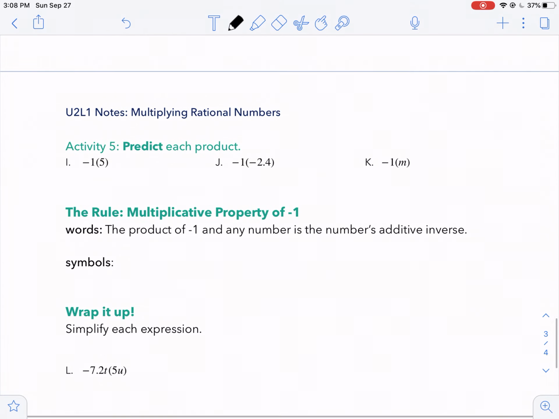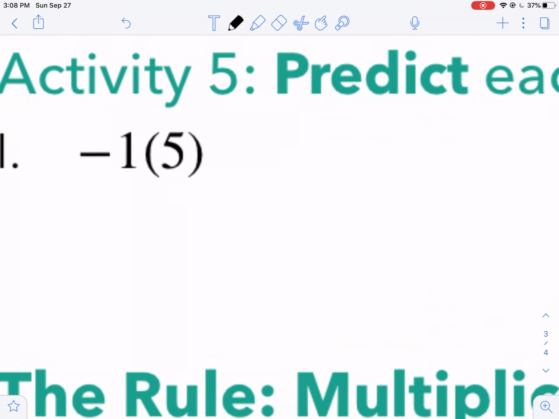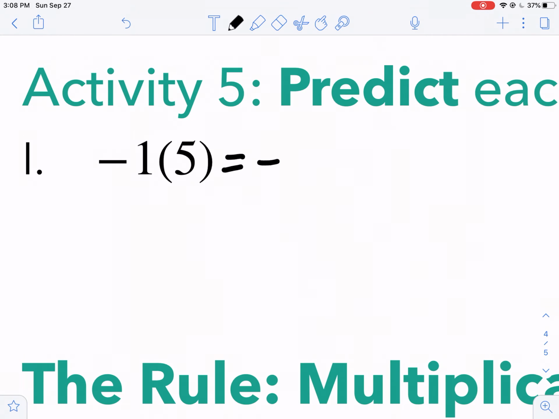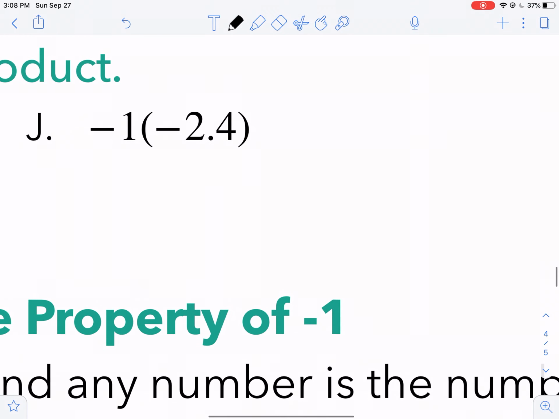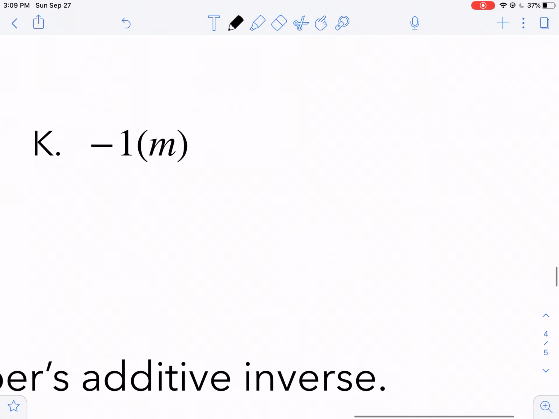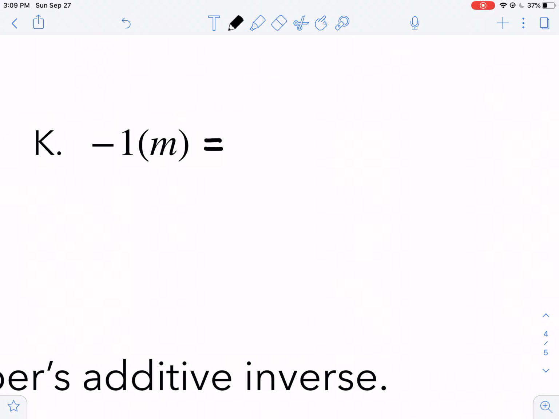Now, using what we know about our multiplication signs, -1 times 5 is going to be -5. -1 times -2.4, negative times a negative is a positive 2.4. Is that it? Oh, one more. I don't know what M is, but that's okay, because 1 times M is just M. Because we have one negative sign, it gives us a negative M.